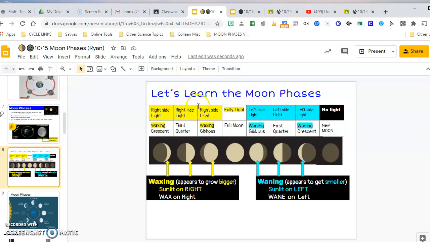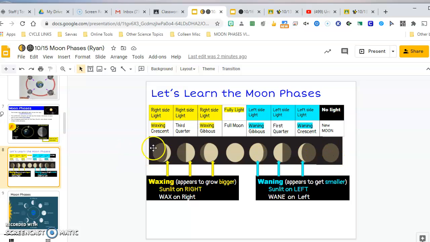This slide will help you learn the names of the phases. Again, if it's waxing, that means it appears to grow bigger, and it's lit on the right side. You can see it's lighter, the sun is reflected on this side, the right side. And as the moon goes through these phases of waxing, lit on the right, it appears to get bigger and bigger till full. This is fully lit near side. When it's waning, it appears to get smaller. So it's lit on the left side, and it appears to get smaller, smaller to new moon that we cannot see at all.